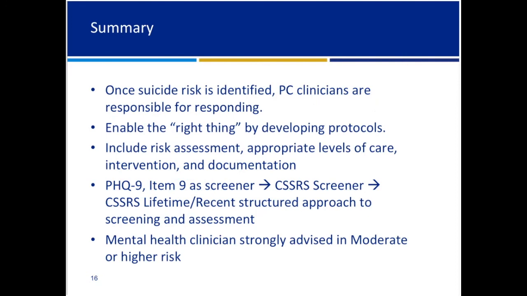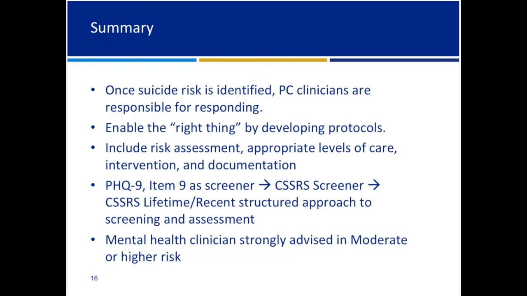So in summary, once suicide risk is identified, primary care clinicians are responsible for responding to it. We would prefer to have written protocols that are in place that would enable the right thing to be done, the right thing to be the easy thing. And it needs to include a risk assessment, appropriate levels of care, intervention, and documentation. So the pathway or the protocol should ensure that all of these things are clearly spelled out.